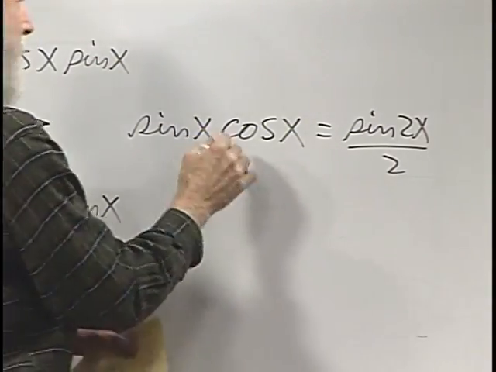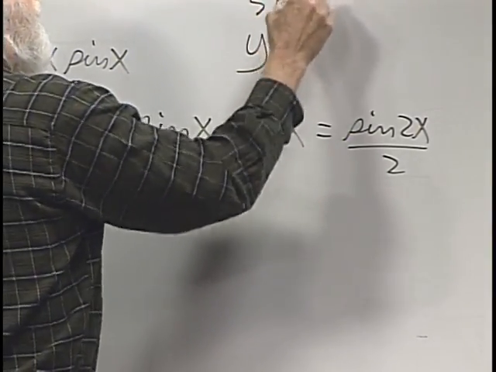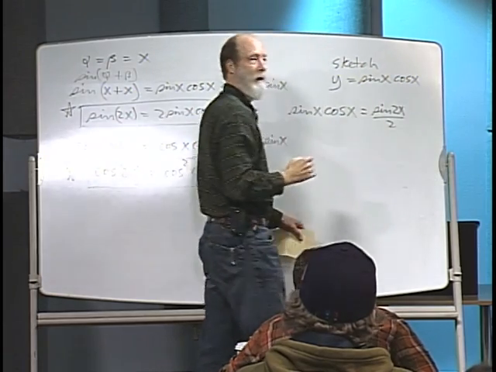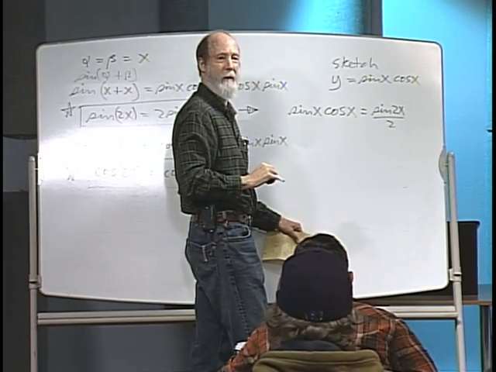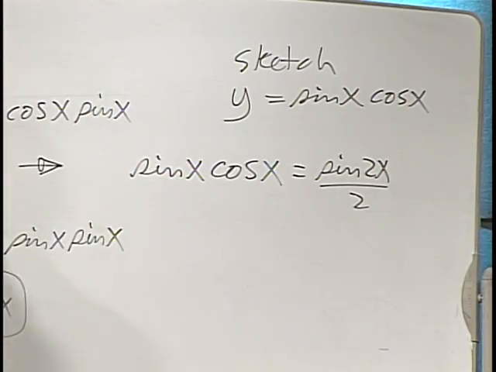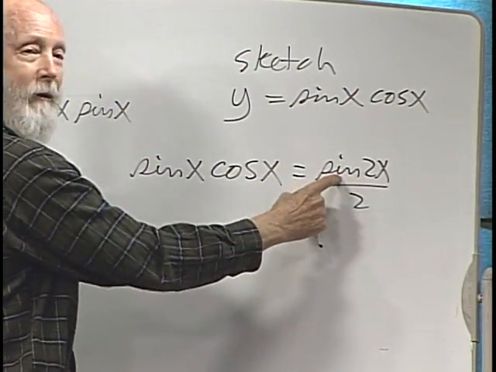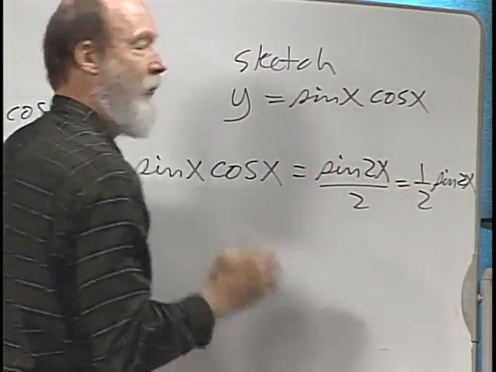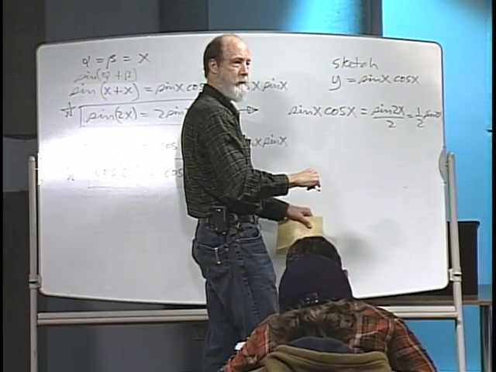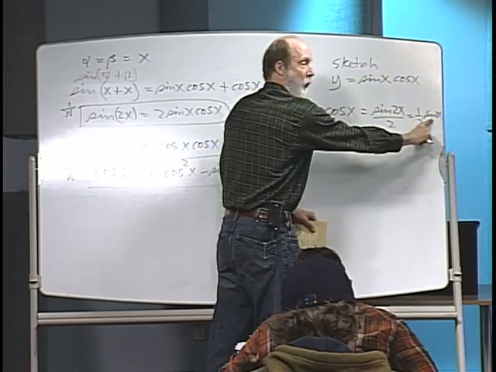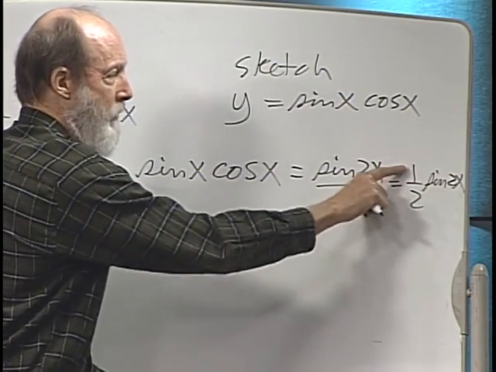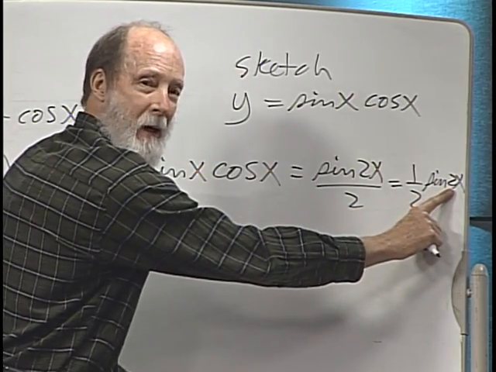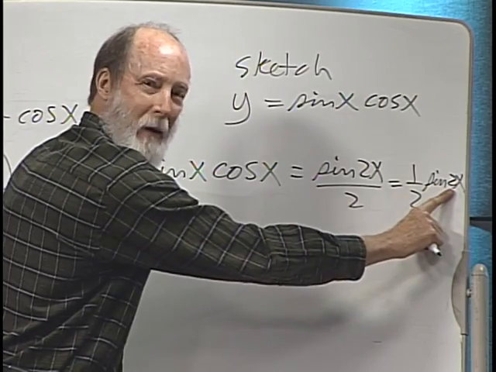And what if someone asked you, what if they said sketch y equals sine x times cosine x without a calculator? If you remember the formula, sine x times cosine x is this. And this is the same as 1/2 sine of 2x, which is a sine wave with an amplitude of 1/2 instead of normally 1. And that 2 right there does what to it? Squeezes it in, makes it half as wide.